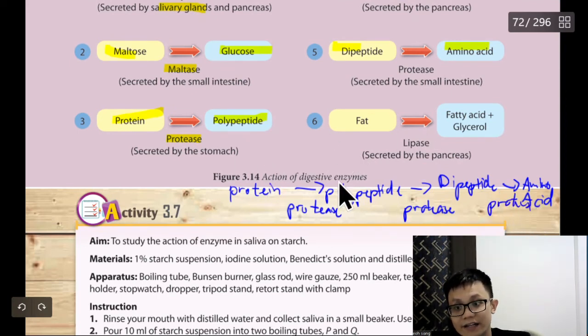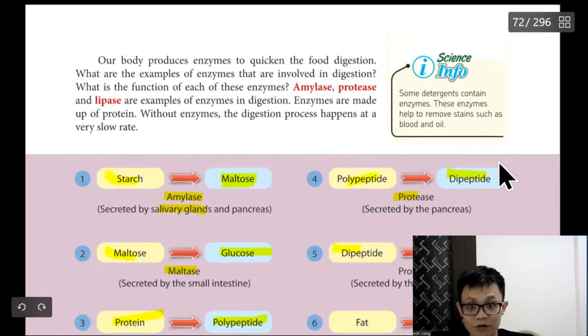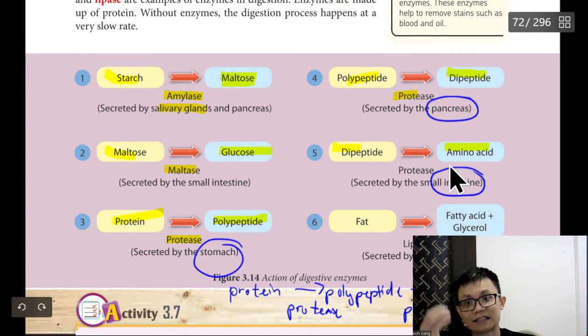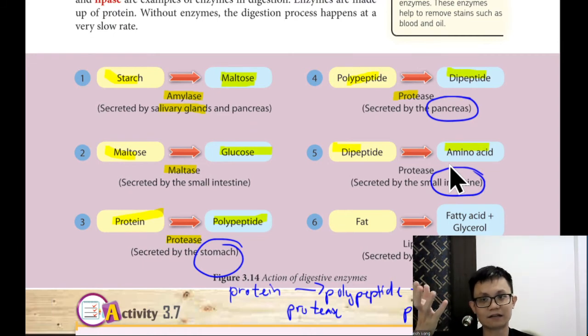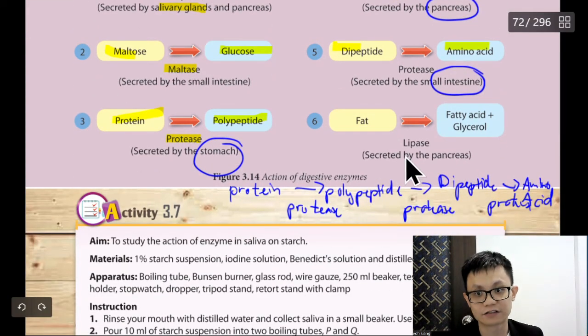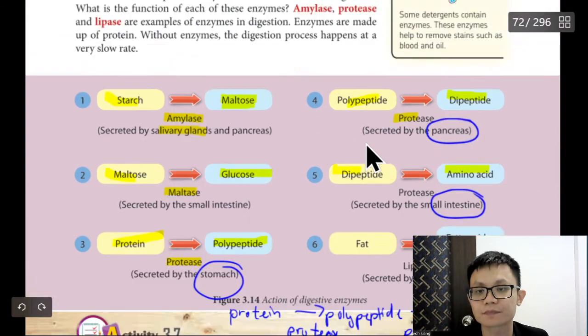If you want, you can write the organ. Okay, stomach. After stomach, it will go to the pancreas. After pancreas, it will go to small intestine, large intestine, rectum, and then anus. Correct or not? And then the fatty acid and glycerol, you need lipase.